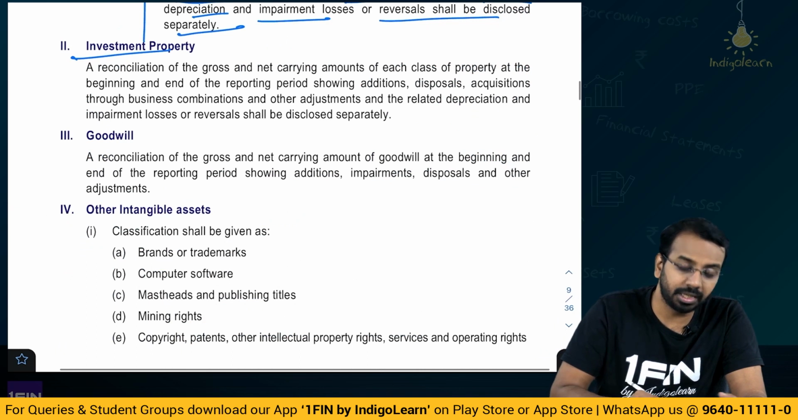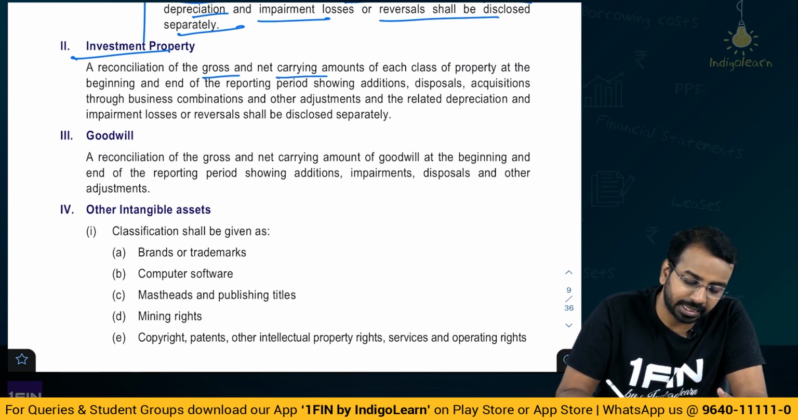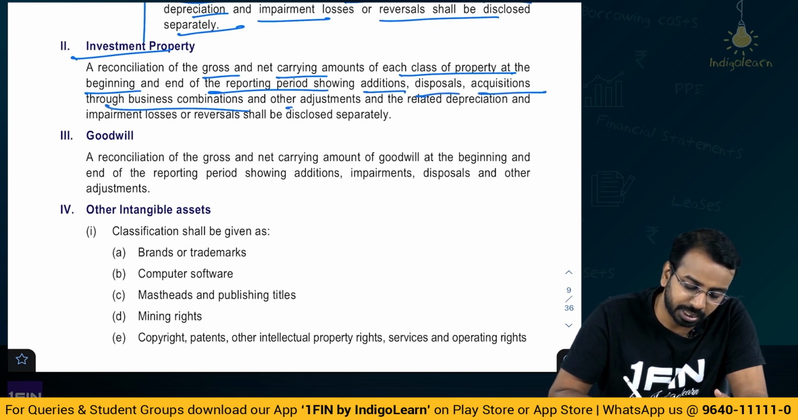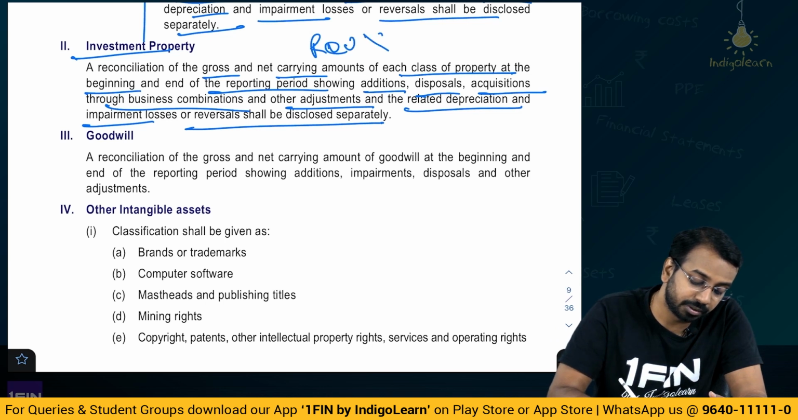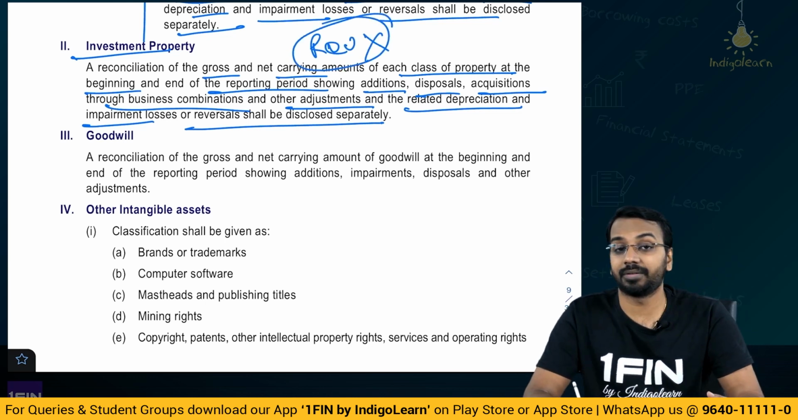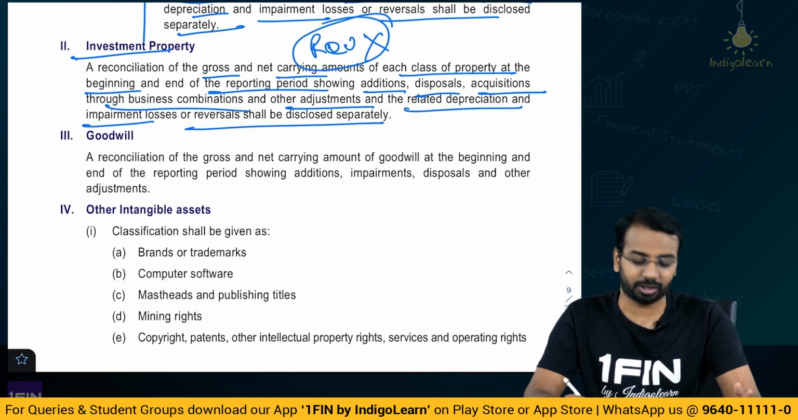Then investment property, same, reconciliation of gross and net carrying amount of each class of property at the beginning and at the end of the reporting period, showing additions, disposals, acquisitions through business combination and other adjustment, and the related depreciation and impairment losses, reversals, etc. shall be disclosed separately. Sir, why no revaluation here? Because we cannot follow fair value for investment property under Ind AS 40, right?